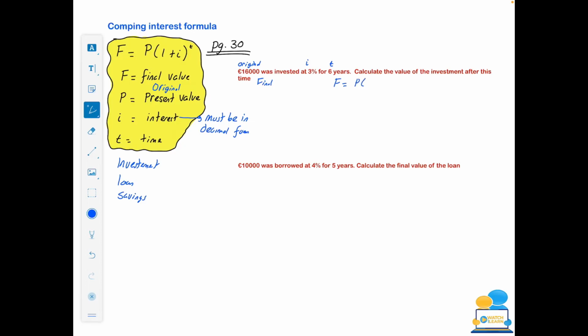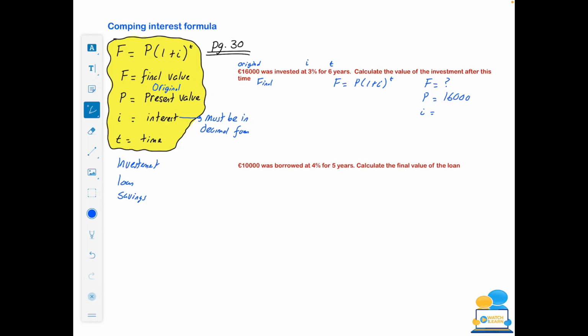Okay, so I'll always write down F is equal to P(1 plus I) to the power of T, because remember you can get marks for writing down your formula or writing down the correct formula. I'm going to write down what each letter is. So F is the final amount, that's what we're looking for, so I'm just going to put a question mark. P is the original, so the original amount invested was 16,000. I is the interest as a decimal.